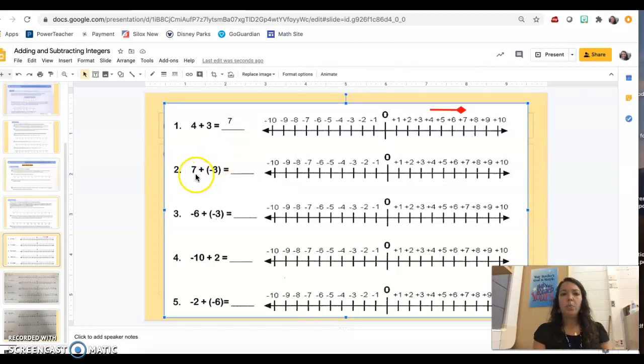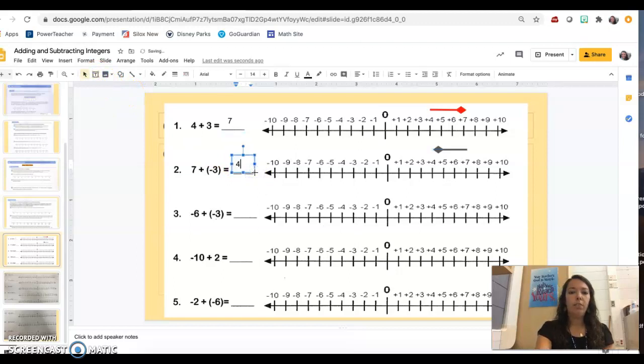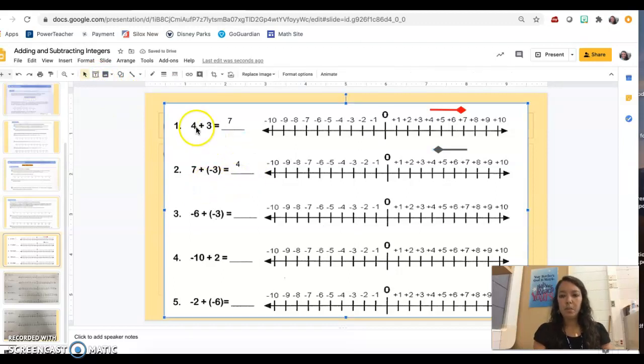The second one, we have 7 plus negative 3. That plus a negative right there, that means that you will be going to the left. So I'm going to start at 7 with my line, but I'm going to go left 3. So 1, 2, 3. That puts me at positive 4. So I'm going to put a text box and put my answer at 4. Okay, there is going to be some patterns going on when we answer these, so I want you to see if you can pick up on that.